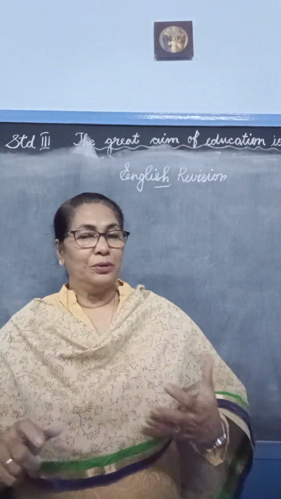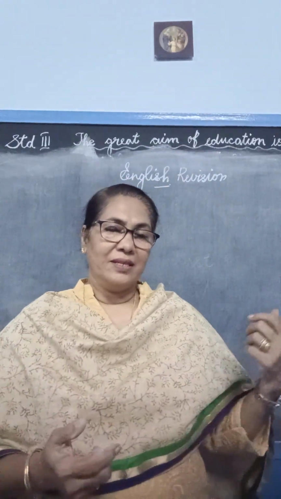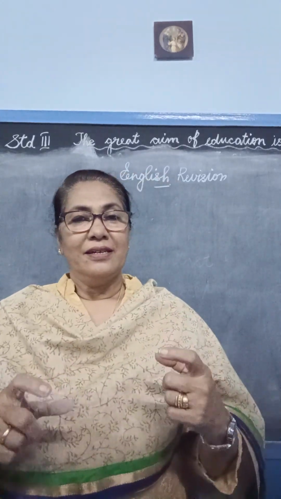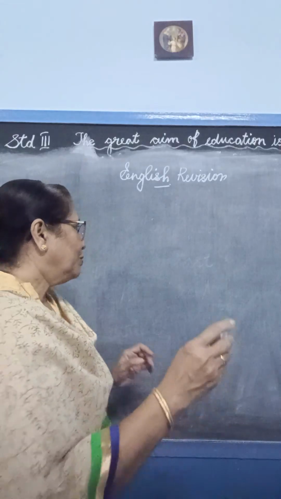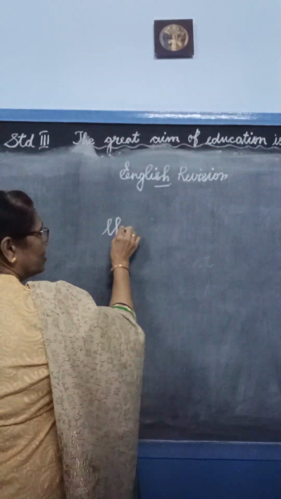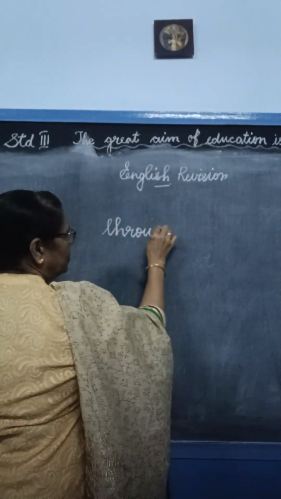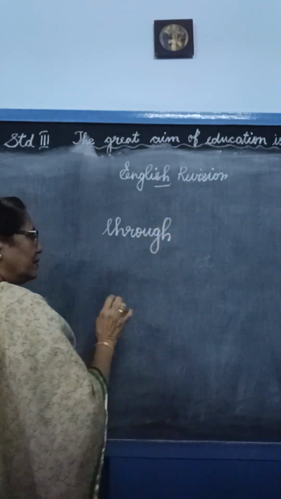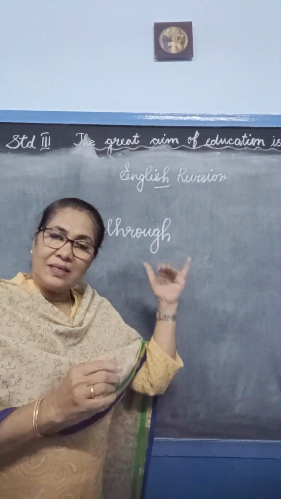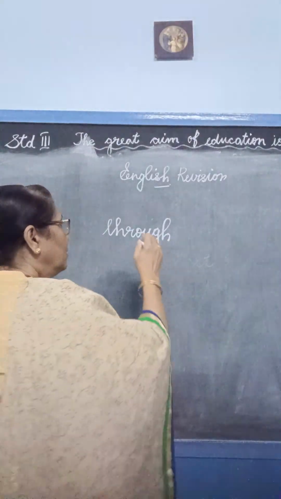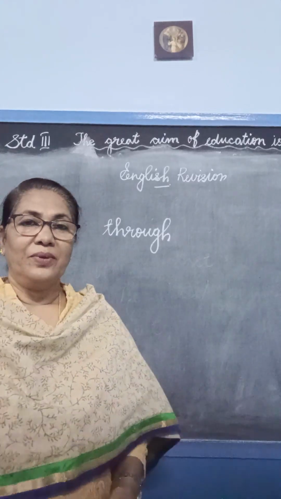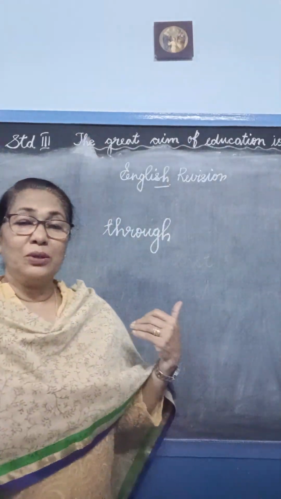So you know how to rearrange the words in the proper order to get a sensible sentence. Now I'll give you some words. With those words you have to make sentences. Through. This word should come into a sentence. How do you use this word in a sentence? Make a sentence with this word, through.